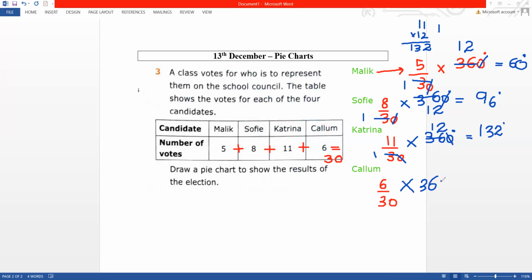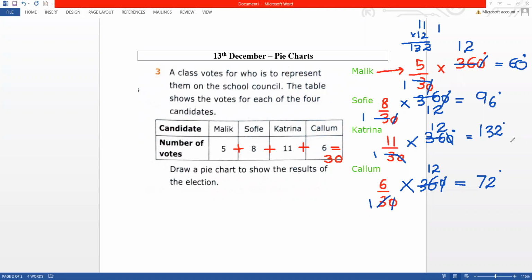Then again with 360. 3 times 1 and 3 times 12. So 12 times 6, it's 72. Then you add and see whether you are getting 360. I'm just adding from the last number. 2 plus 6 is 8, 8 plus 60, it's 68... Let me add: 72 plus 60 is 132, 132 plus 96 is 228, plus 132 is 360. Yes, I'm getting 360. Now I got my answers.